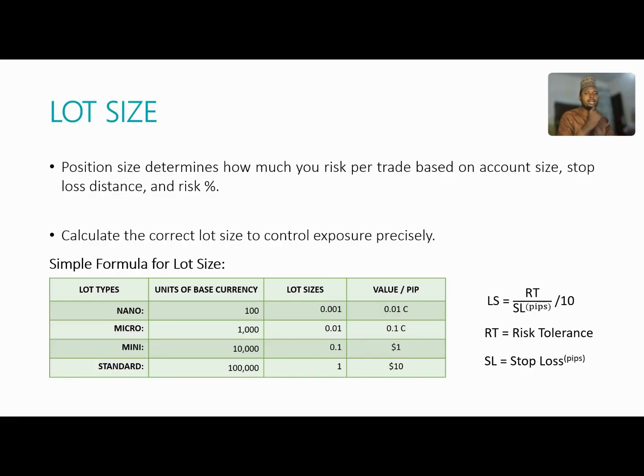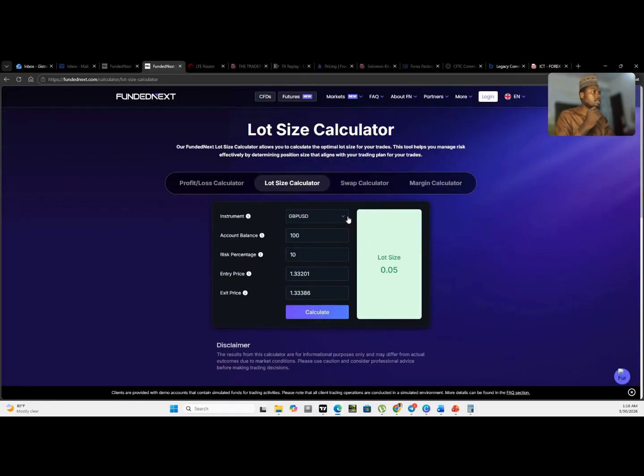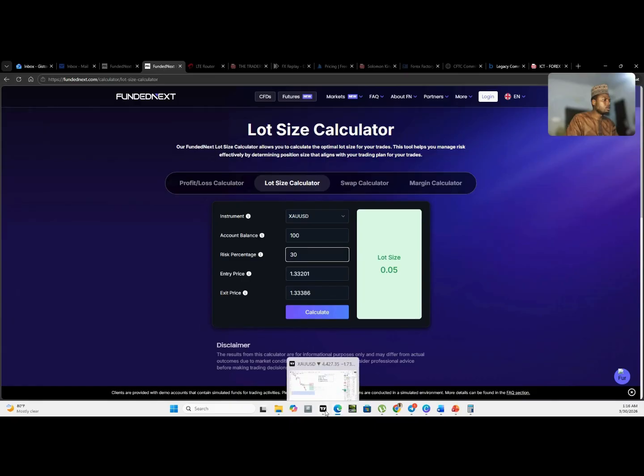So let's go and calculate it using the position calculator, the lot size calculator. Let's select XAUUSD. In this case, we are risking 30% of our $100 account. So let's take the coordinate.